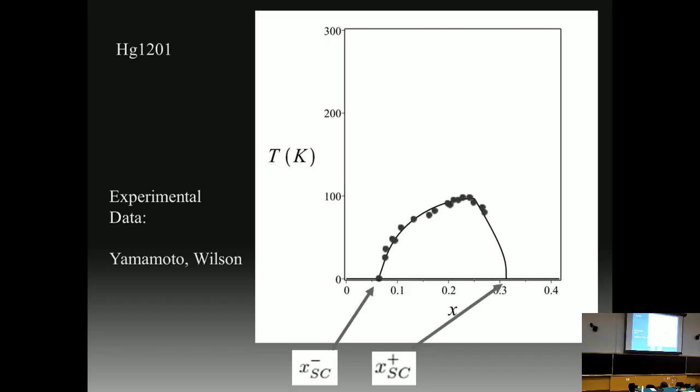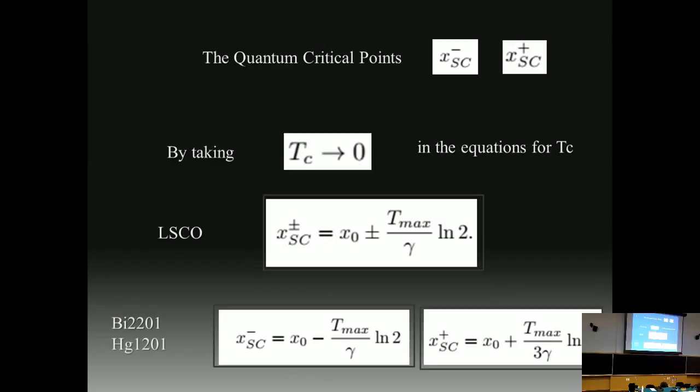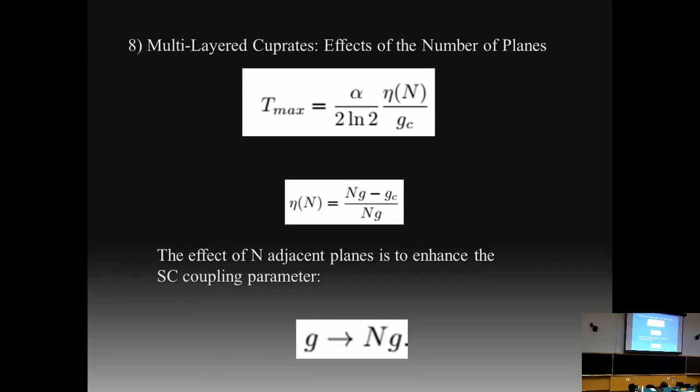These are the two points where there is a transition at 0 temperature, which we can obtain by just making Tc go to 0. We get these two results here for bismuth and mercury, and this for lanthanum. So now we have analytic expressions for the superconducting domes, which have excellent agreement with experimental data.